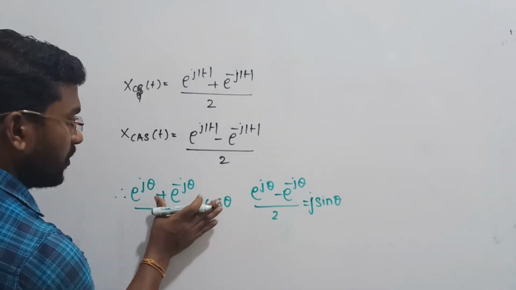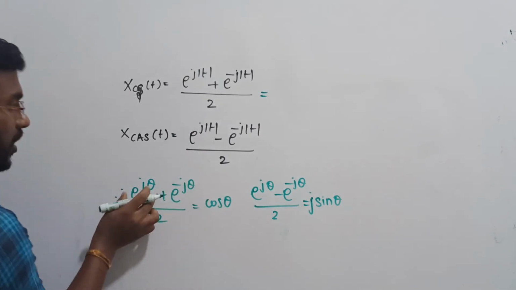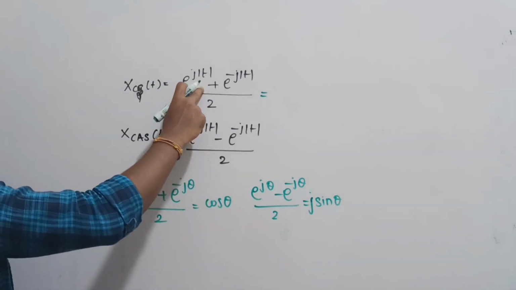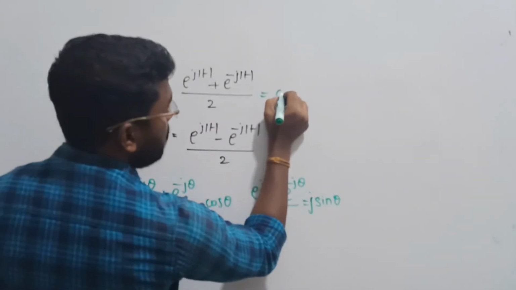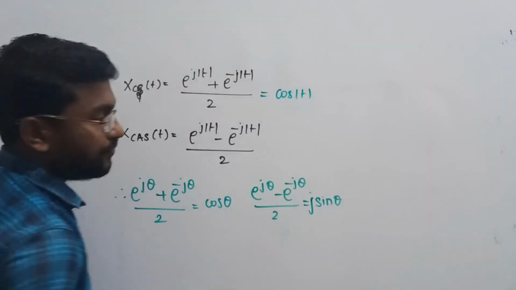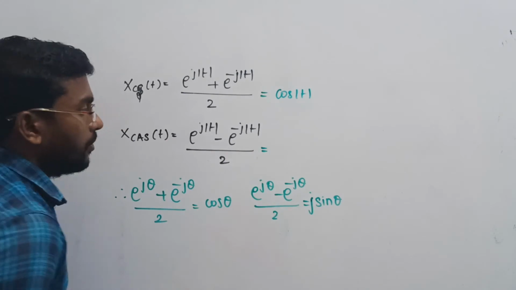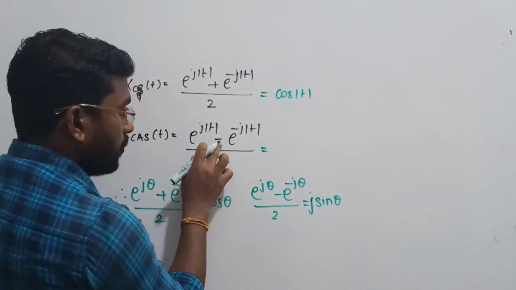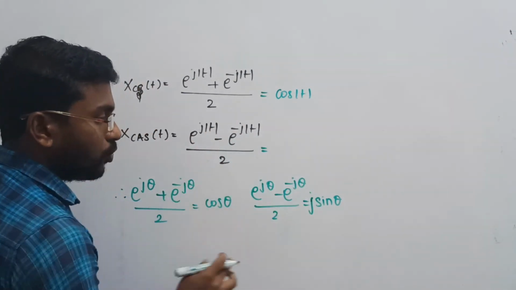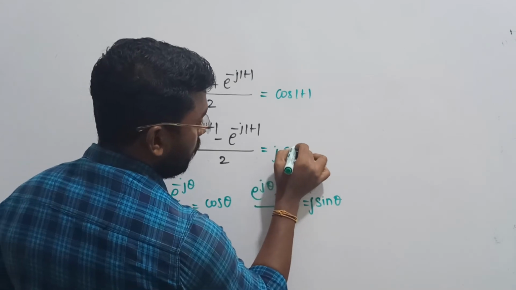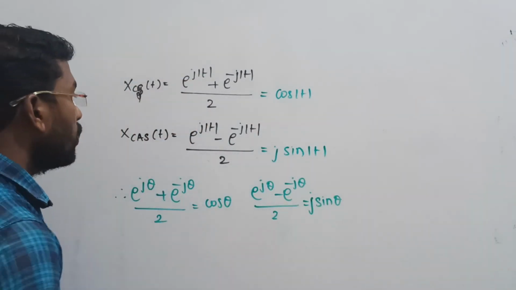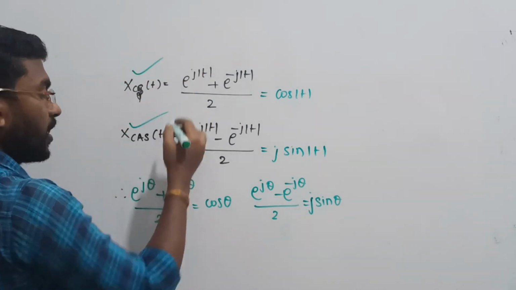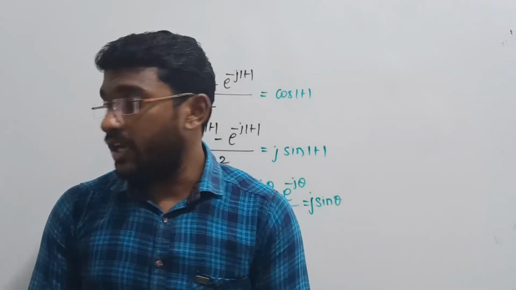So let me keep these two things, where theta is mod t. E power j theta plus e power minus j theta divided by 2 can be written as cos of mod t. And e power j theta minus e power minus j theta divided by 2 can be written as j times sin of theta, with theta considered as mod t. That is how we find the conjugate symmetric and conjugate anti-symmetric parts of any given signal.